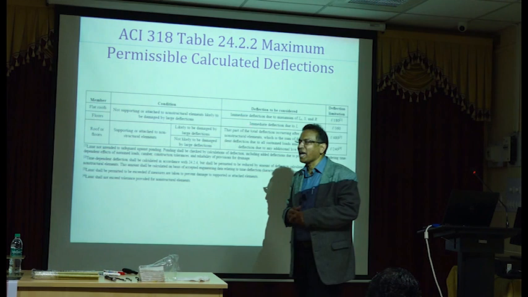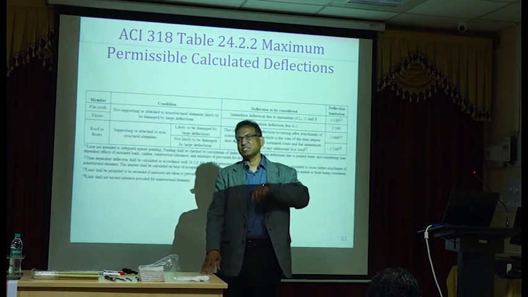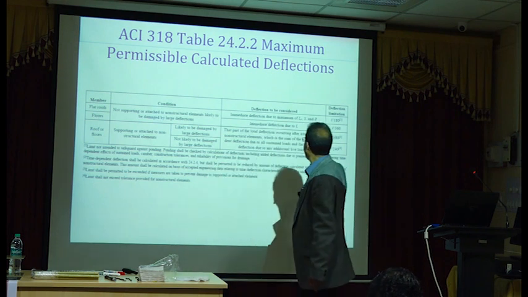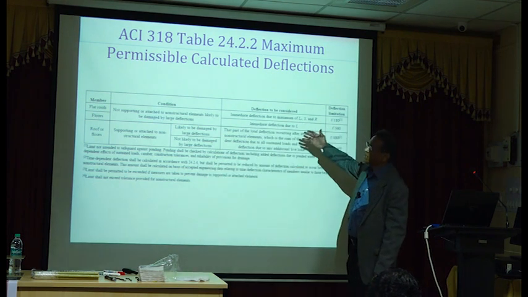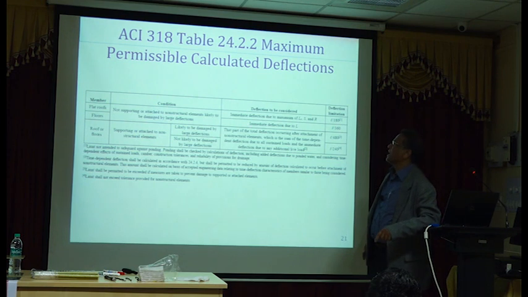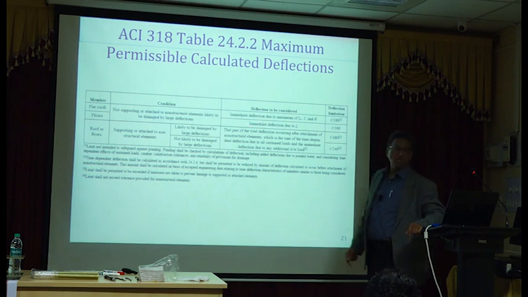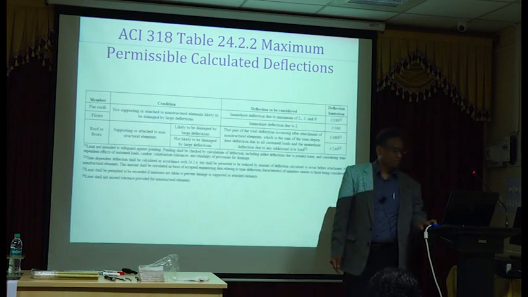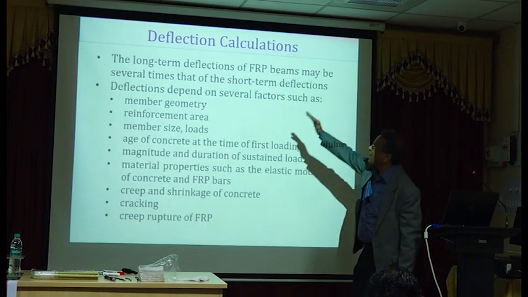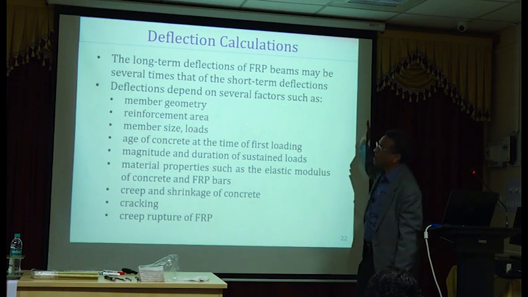Sometimes each client will have their own design basis. They will say use L over 360 or use L over 500, whatever. But ACI recommends, it's not a requirement, but it's a recommendation, L over 480 where the partitions can be damaged. Where the partitions cannot be damaged or are not at risk, use L over 250. Okay, so once you have calculated the deflections, you need to find out the long-term effects.